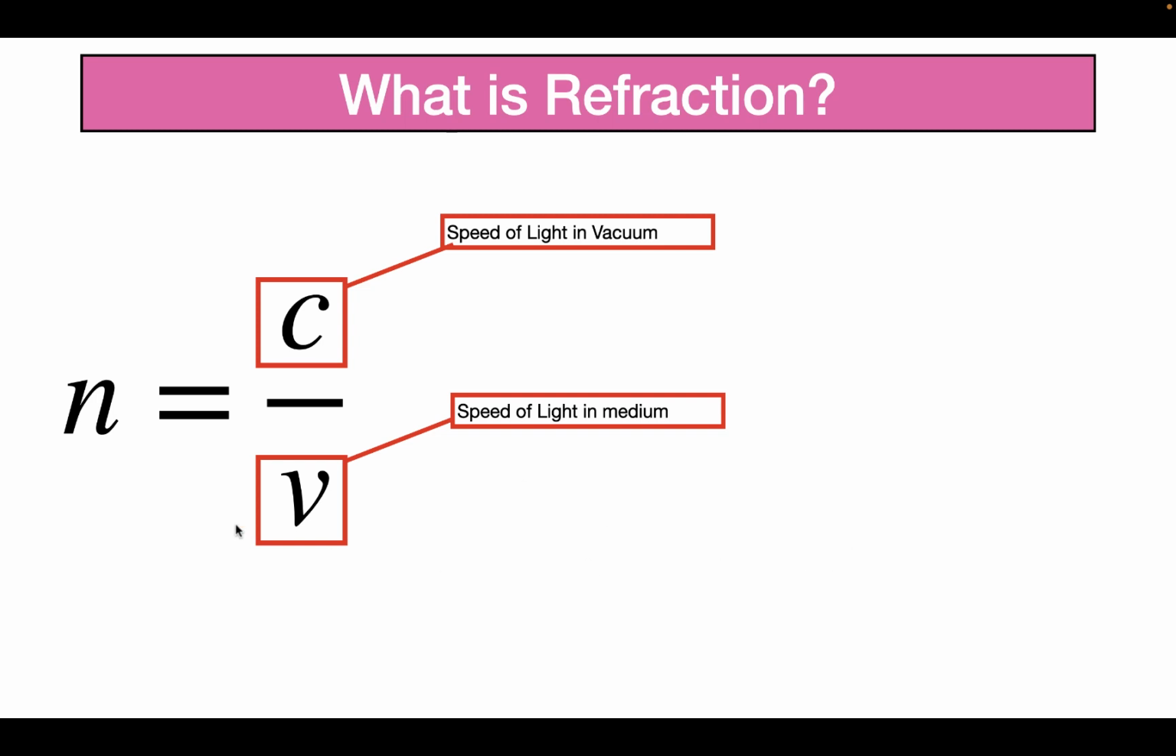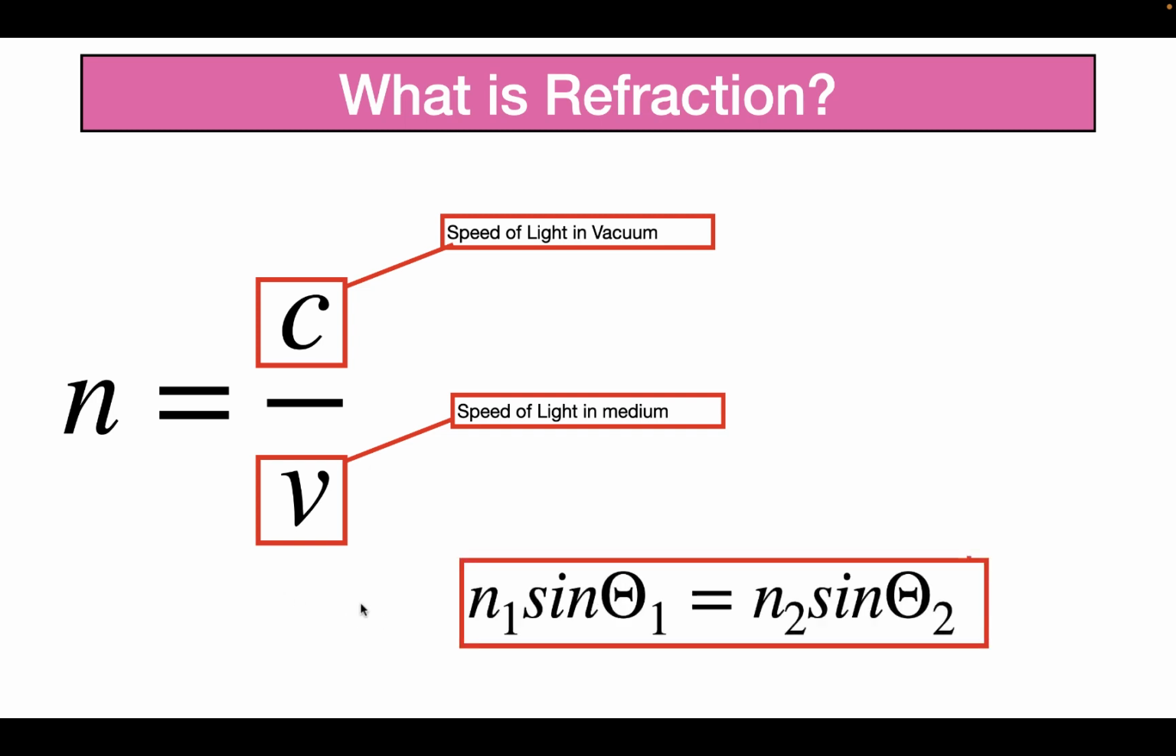Now you can use this value in order to calculate how much light will bend when it passes from one media into another media. And the way we can do that is through Snell's law. So this right here is Snell's law, and it's basically used to calculate how much light will bend when it passes from one medium into another medium. And we're going to give an example as to how we can use this law in a second.